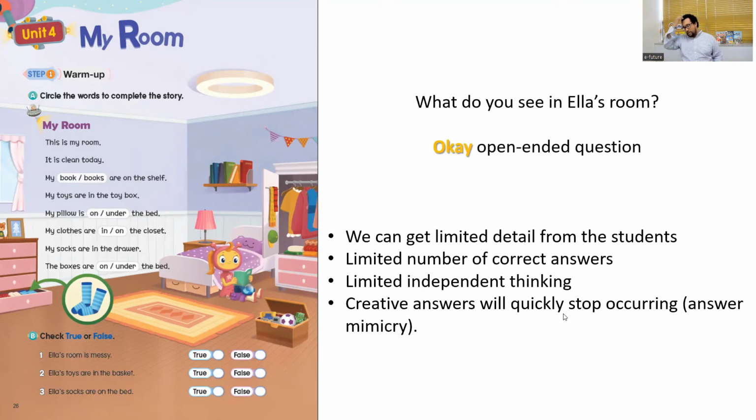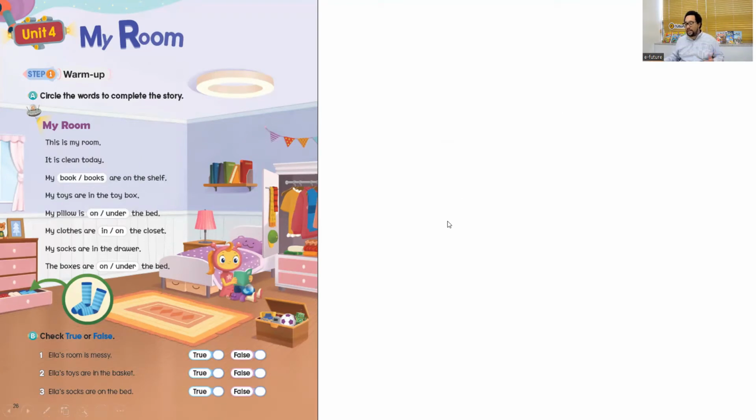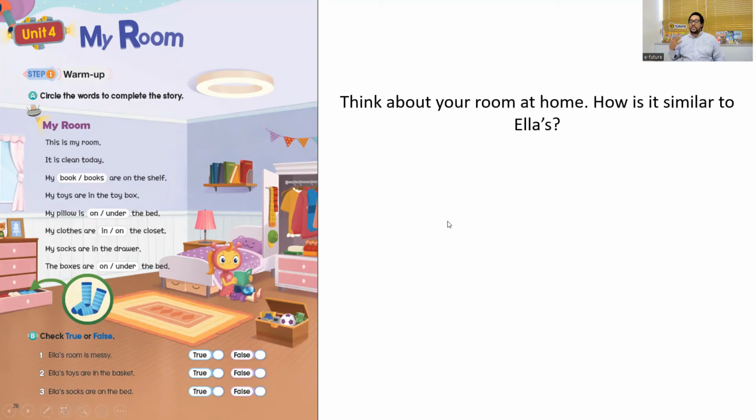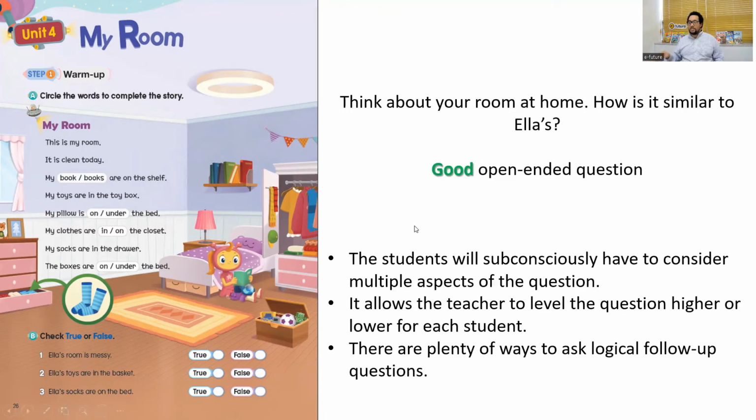Sure. Do you have a dresser in your room? That is a great question too. And that's where I would go for a great open-ended question, something like this. Think about your room at home. How is it similar to Ella's? Now, of course, level this sort of question to your students, but this is getting them to do a couple of things. They have to think about multiple aspects to the question. And this is what makes it a good open-ended question. The students will subconsciously have to think about their room and compare it to Ella's room.